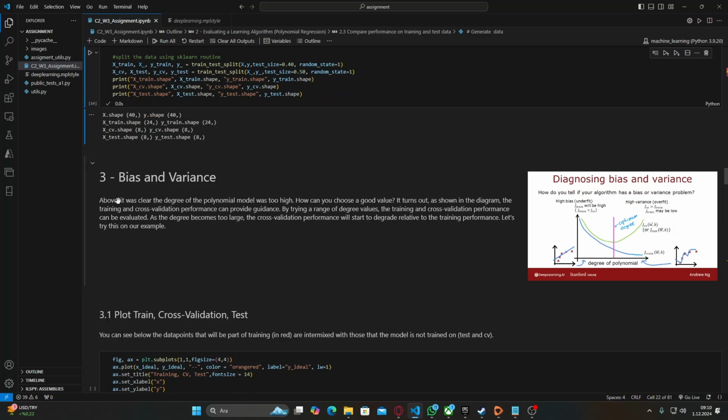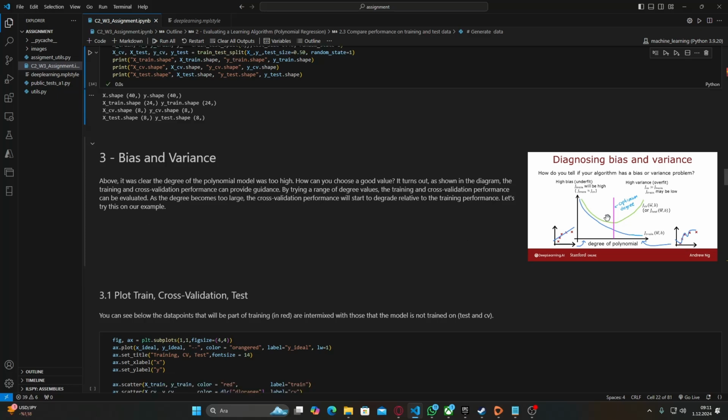And in here we have bias and variance. Above it's clear the degree of polynomial model was too high. How can you choose a good value? It turns out, as shown in the diagram, the training and cross-validation performance can provide guidance. By training a range of degree values, the training and cross-validation performance can be evaluated. As the degree becomes too large, the cross-validation performance will start to degrade relative to the training performance. Let's try this. For example, okay.